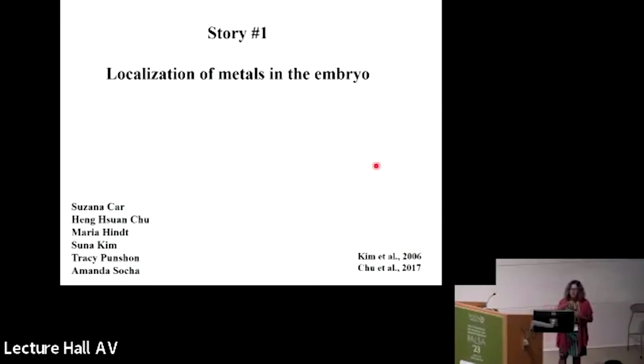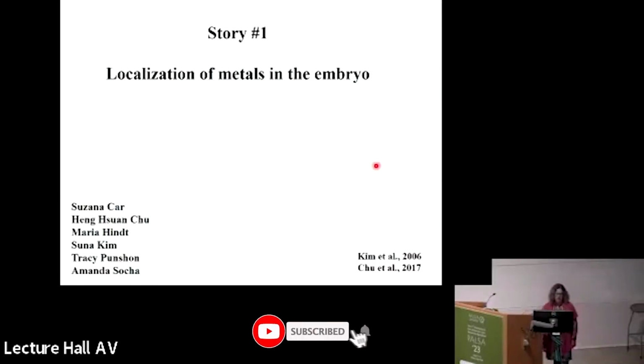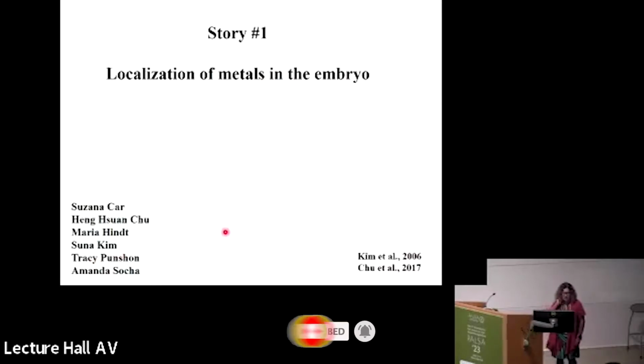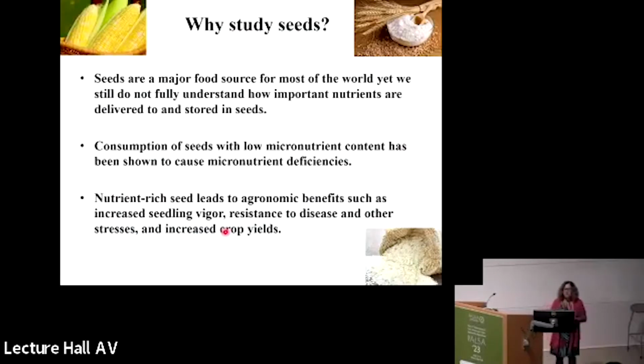So I'm going to tell you just 3 very short stories today. The first one I'll call localization of metals in the embryo. It's been worked on by a number of people in my lab over the years. I just told you how plants take up iron, but of course we're interested in the parts of the plants that people eat, and a lot of what's eaten as staple foods are seeds.